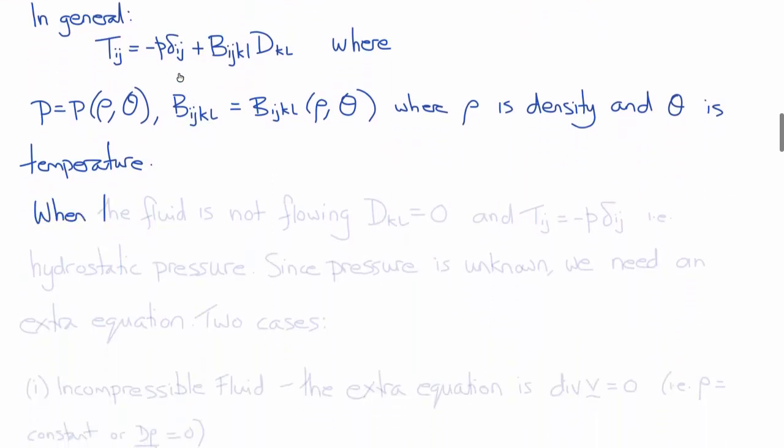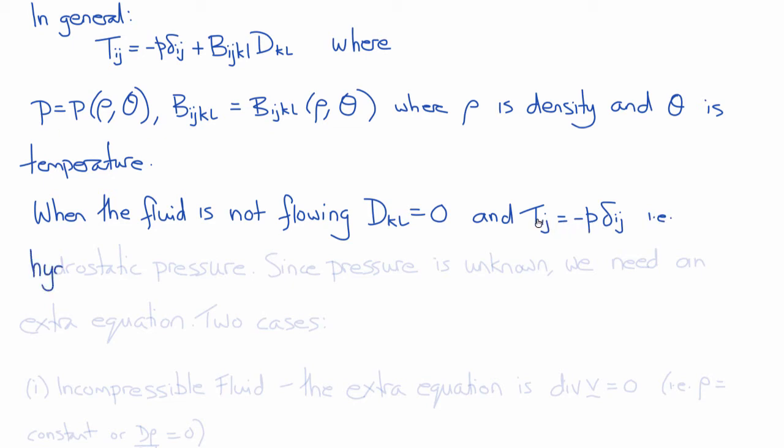Now, why did we separate out the hydrostatic pressure P? Well, that's because when a fluid is not flowing, Dkl, the rate of deformation, is equal to zero. But there can still be stress in a non-flowing fluid, and that stress is the hydrostatic pressure, minus P. So therefore, the stress tensor in a fluid that isn't flowing would be minus P on the diagonals, or Tij is equal to minus P delta ij.